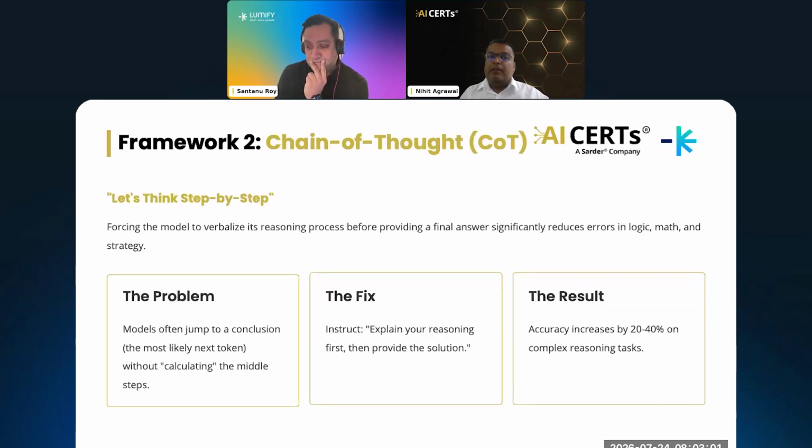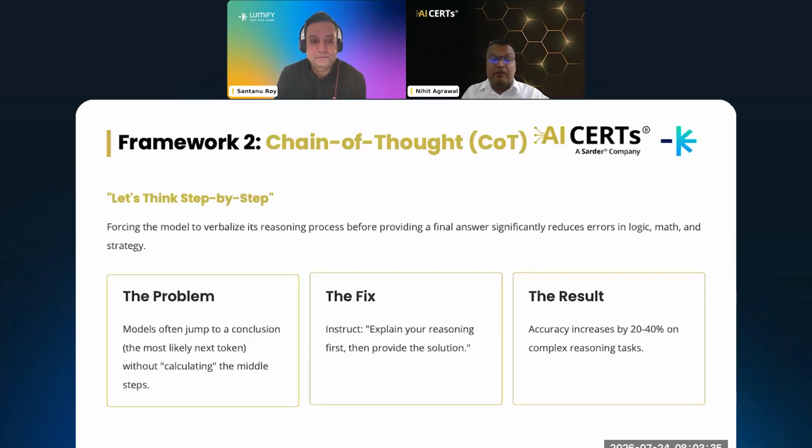Okay. Now, let's move on to our second prompt engineering framework, which is chain of thought. And this is one of the most powerful techniques for improving AI performance, especially when dealing with complex reasoning, problem solving, strategy, or even decision-making tasks. One of the biggest challenges with AI is that it often jumps straight to the answer, because language models are prediction systems, right? They naturally try to generate the most likely next response as quickly as possible.